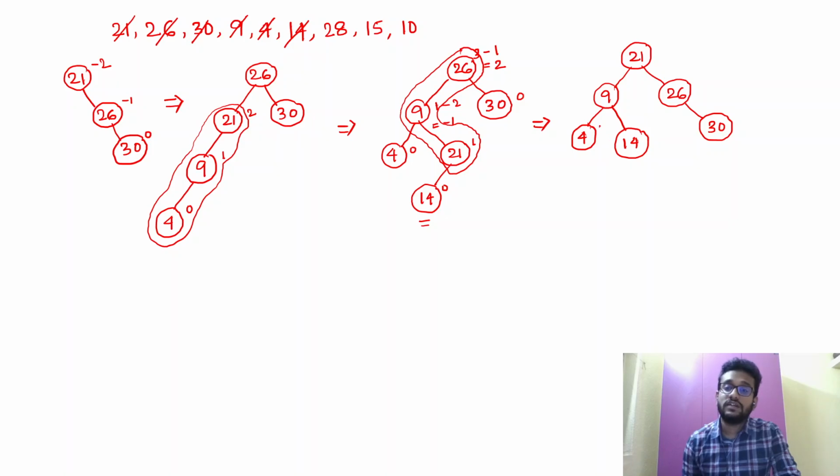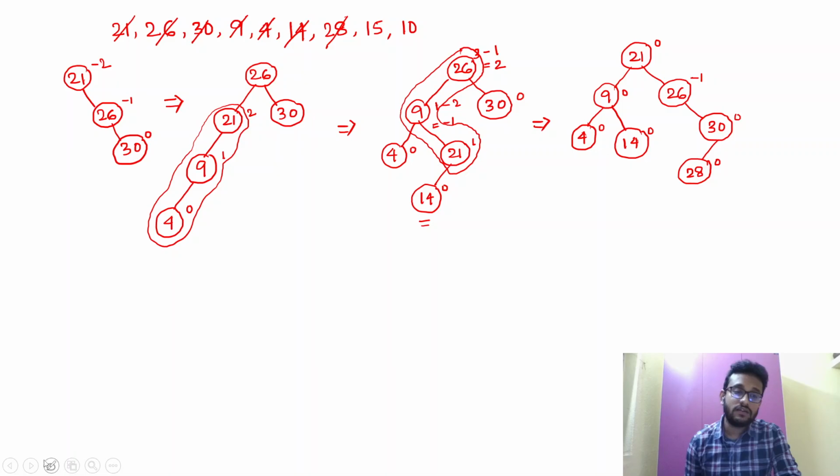Here it is 0, 0, and 0, and for the 9 it is 0 minus 1, it is minus 1, and here it is 0. Understood? Very simple. Now try to insert the 28. Compare with 21, right-hand side, compare with the 26, right-hand side, compare with the 30, left-hand side. So here it is 28. Here it is 0.